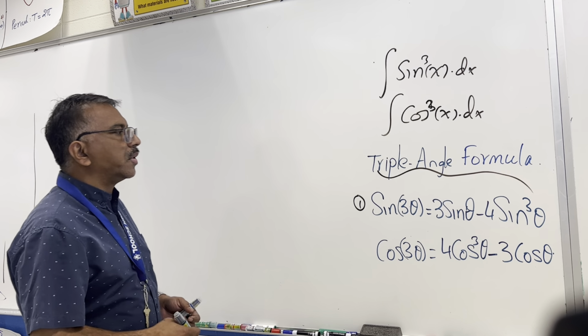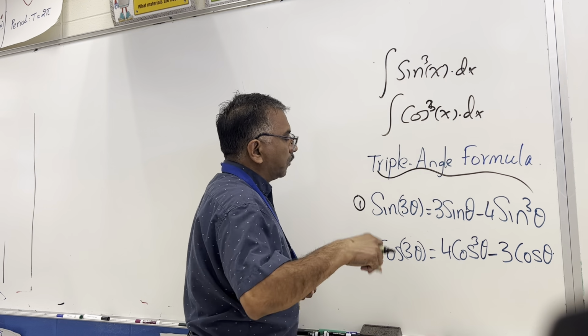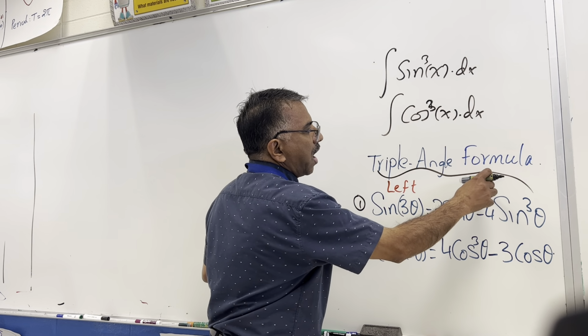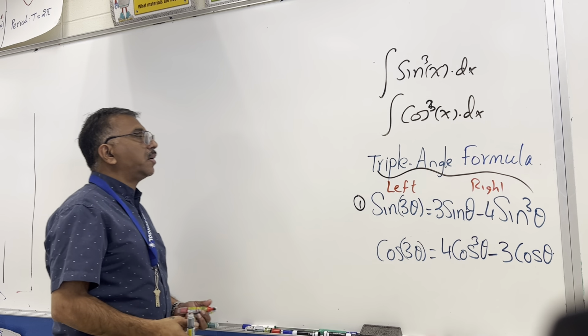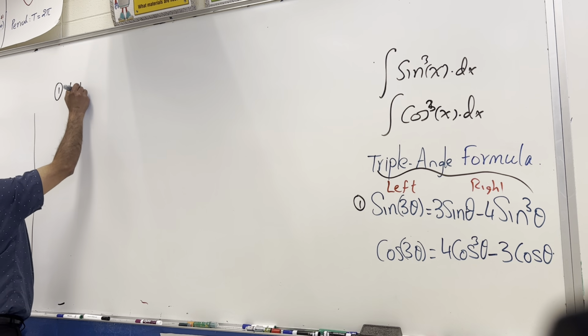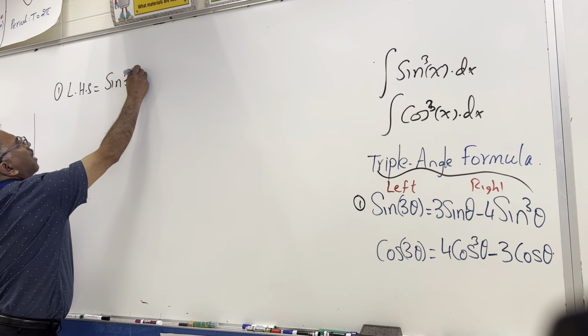So I'm going to start as usual, we always start with the left. So I'll call this the left, and using the left, can we get the right? So I'll begin with the left side, and the left side is the first one. So the left hand side is sine of 3 theta.